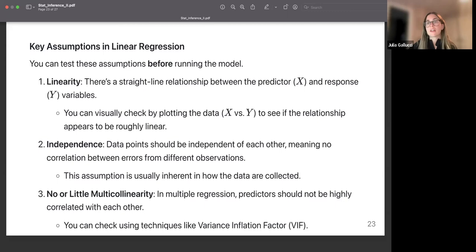So this is basically saying, just jumping ahead a little bit, that we're assuming that the data points aren't correlated.